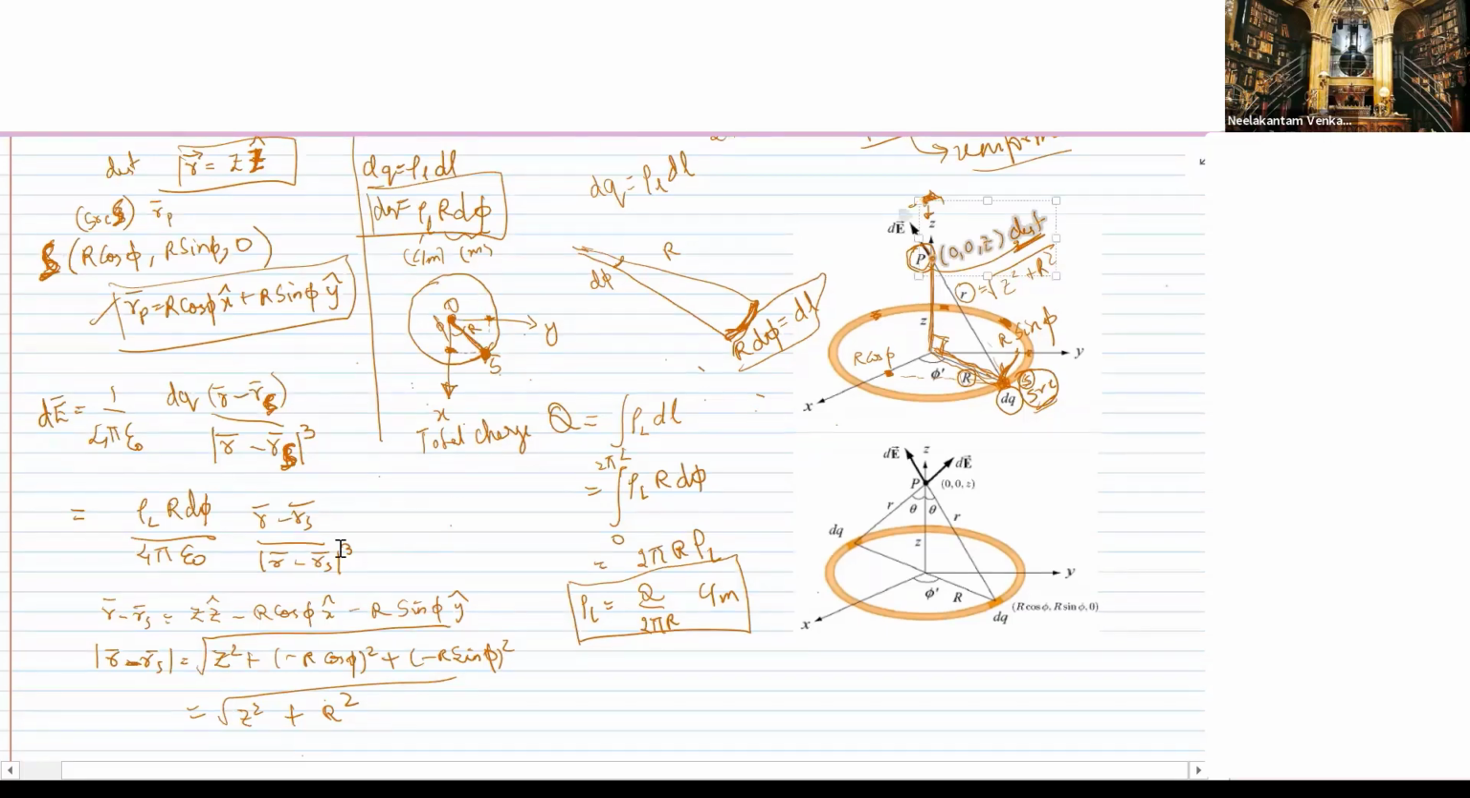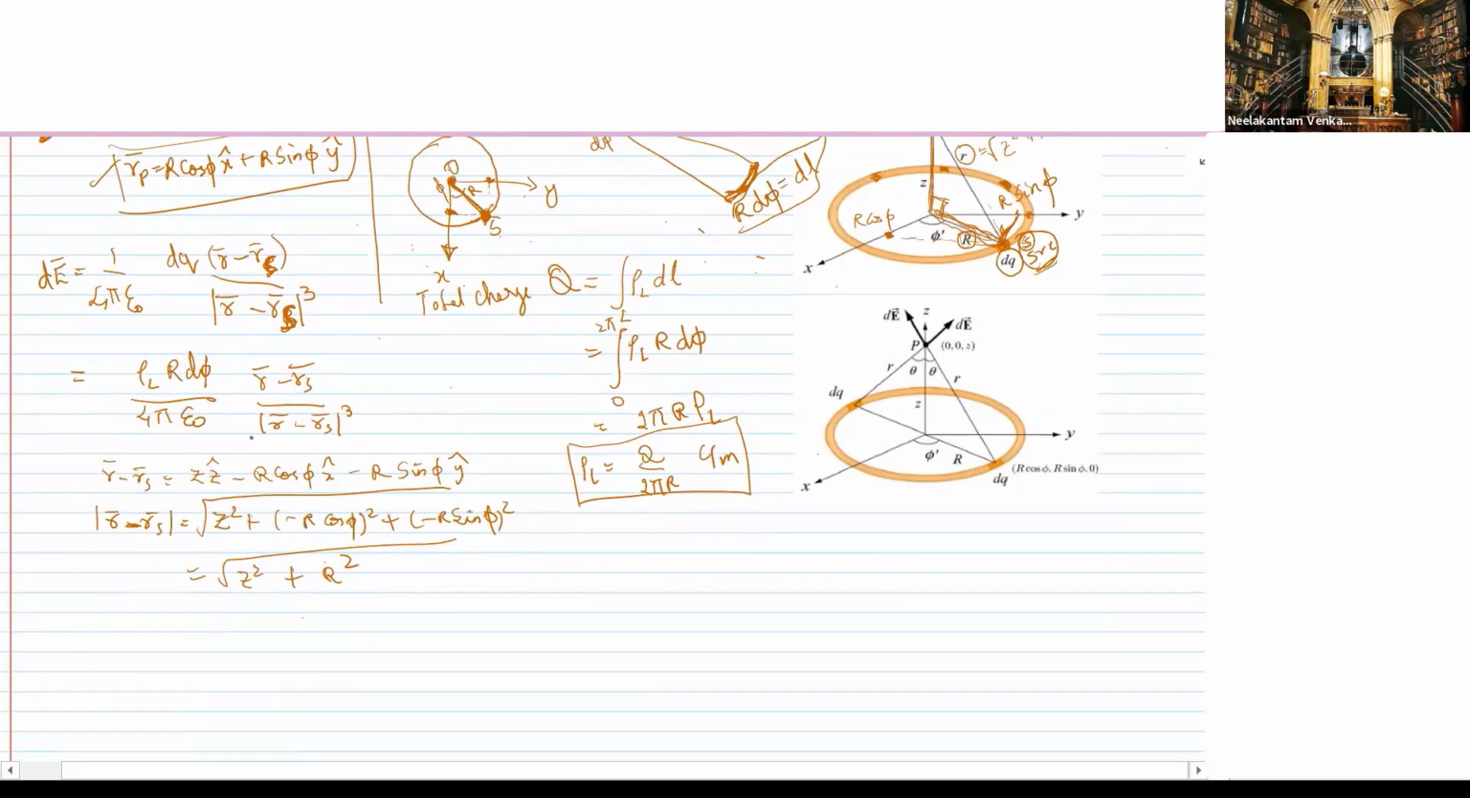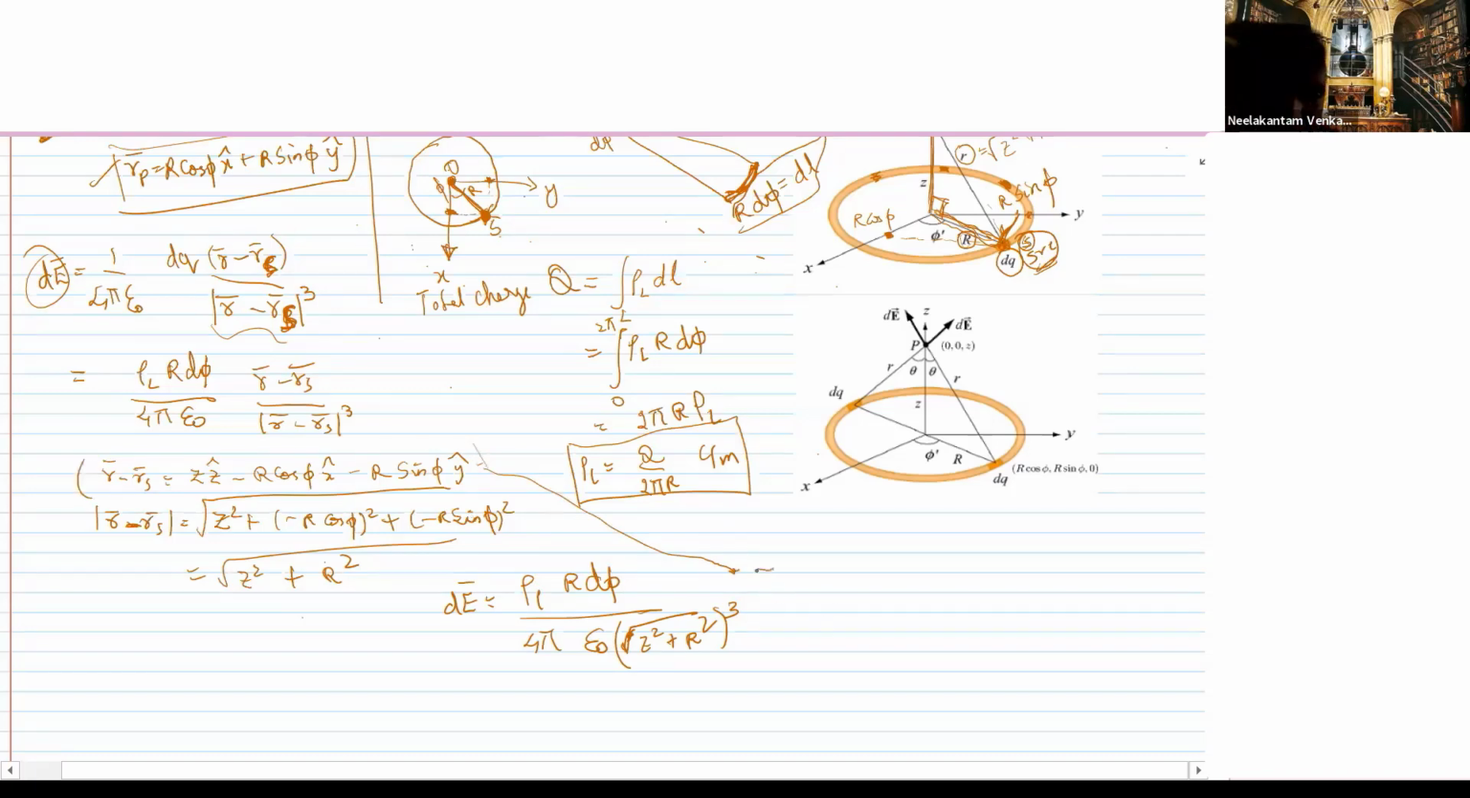So you got all the three parameters to substitute in here to get my dE. My dE is going to be rho L, which is Q over 2 pi r, but let me maintain it as rho L for the time being, R d phi over 4 pi epsilon naught square root of z square plus r square, the whole cube. This is the whole cube, times this entire term, the r minus rs term, which is becoming z hat minus r cosine phi x hat minus r sine phi y hat.